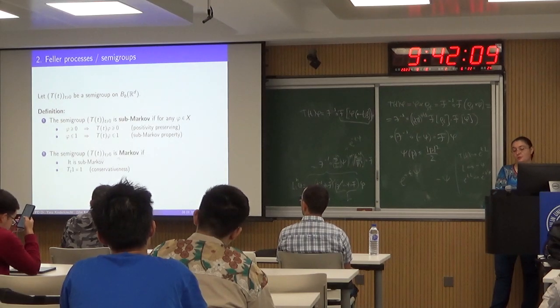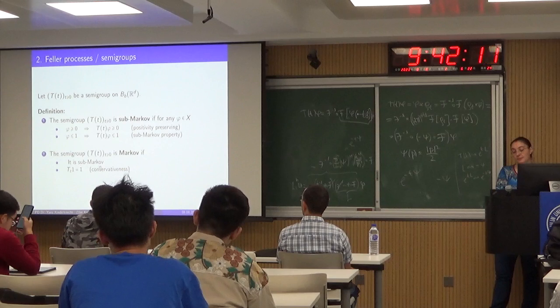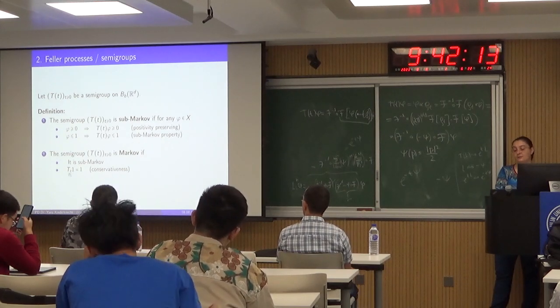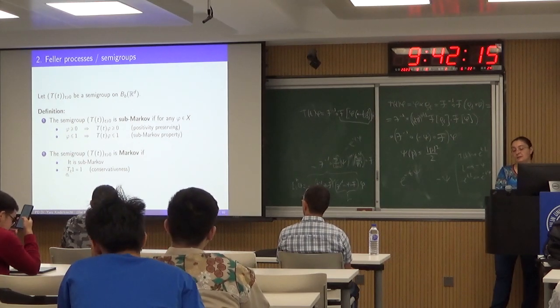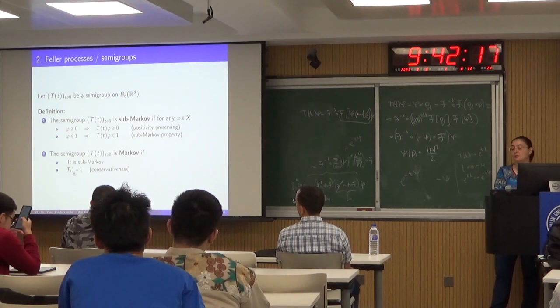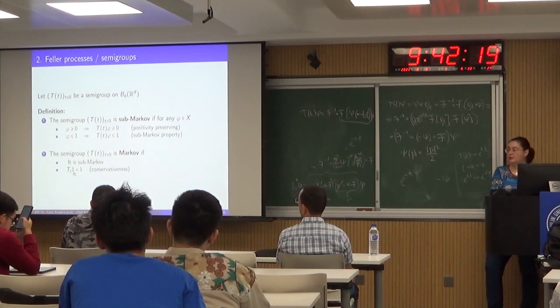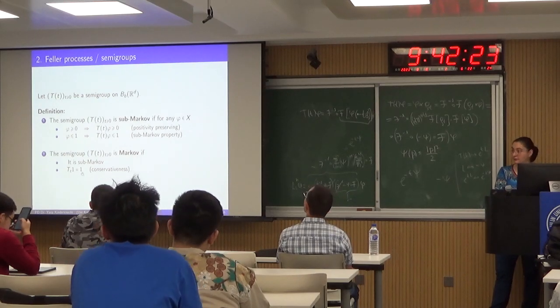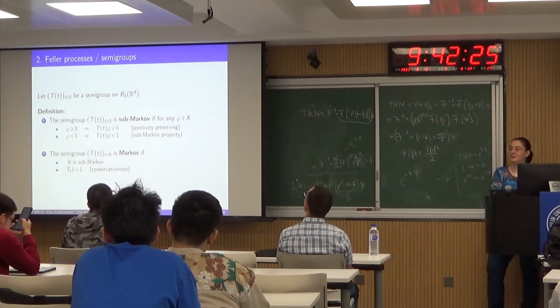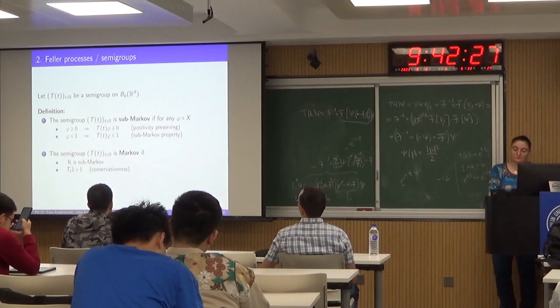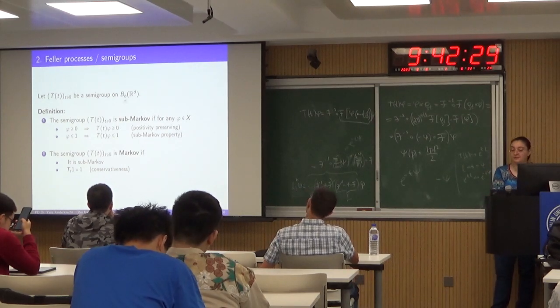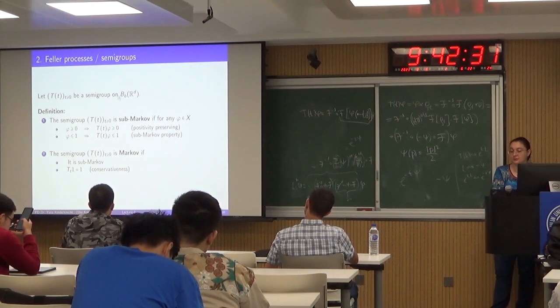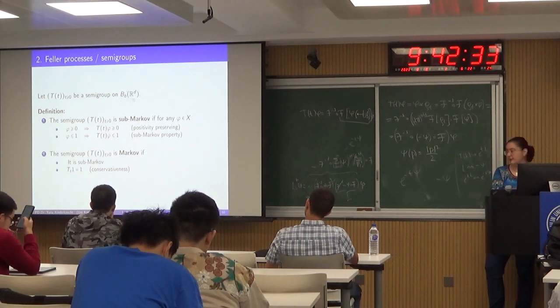The semigroup is called Markov if it is sub-Markov and conservative. Conservative means that if we apply the semigroup to a constant function, the constant 1, then we obtain again a constant 1, not something smaller than 1. Okay. So again, the semigroup is defined here, so a constant function is a very nice element of this space of bounded measurable functions.